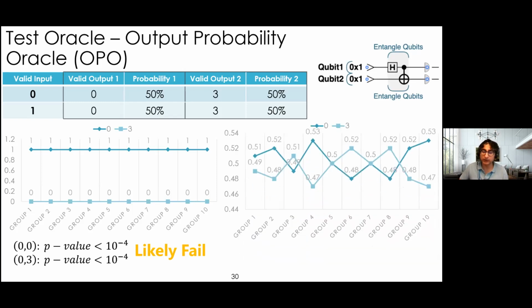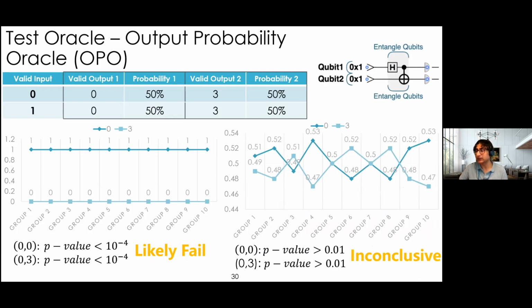In another case, for example, we have different numbers of zeros and ones, and if the p-value is greater than 0.01, it means that there is no significant difference. So it's kind of inconclusive. We cannot say that it's a pass or fail. So we mostly can say inconclusive.